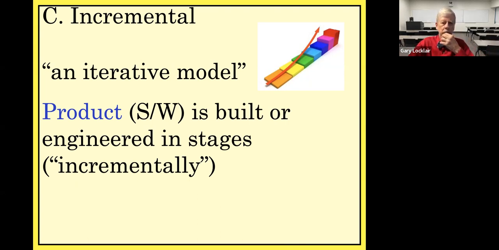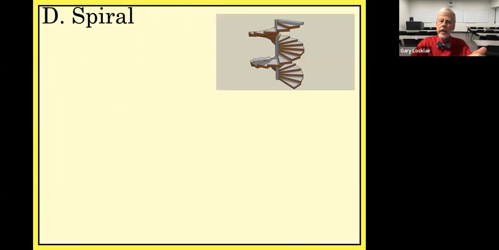Scrum is an incremental model with some aspects of iterative also that we'll see next. I'm sorry, the product is built in stages. We're not doing all of the add numbers program up front. We're doing bits and pieces of it. Incremental model: the product is built in stages.